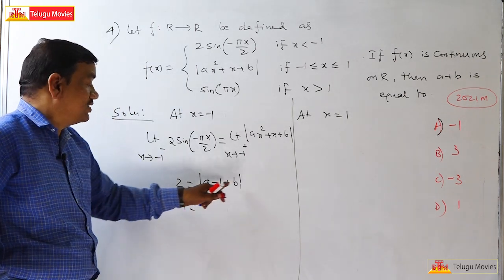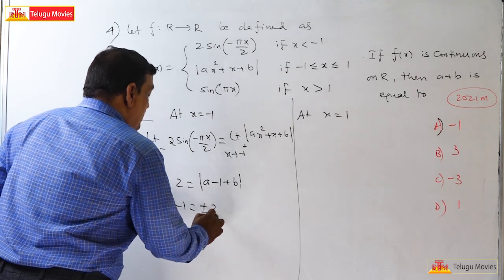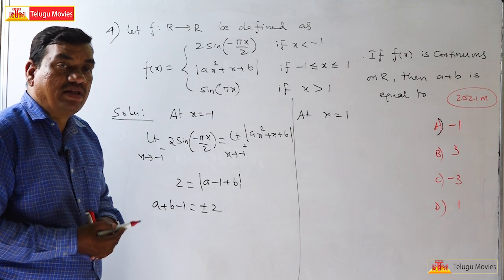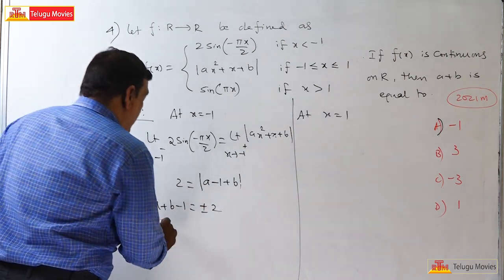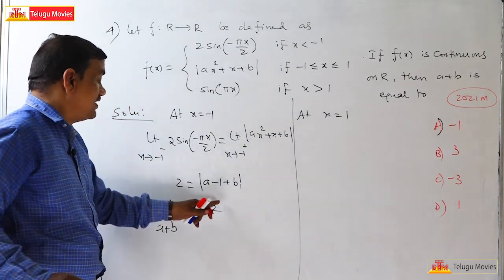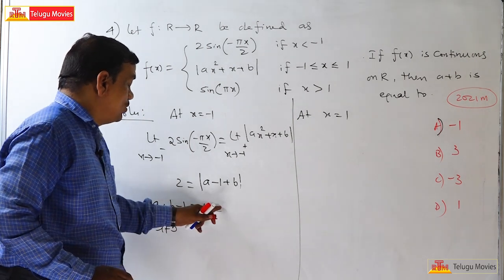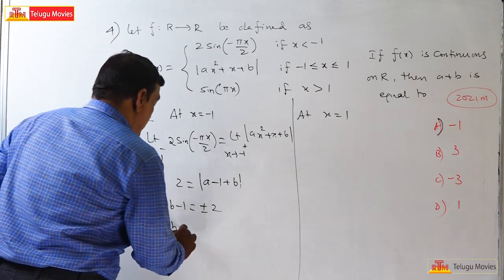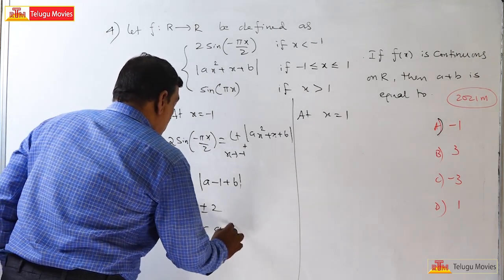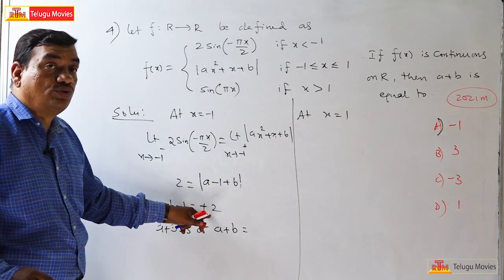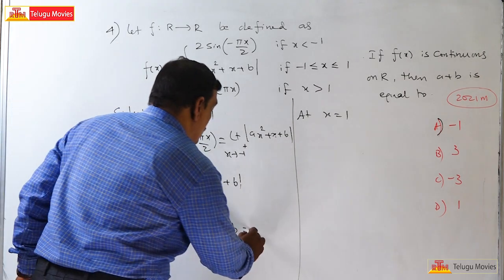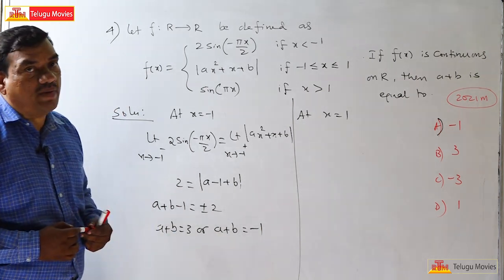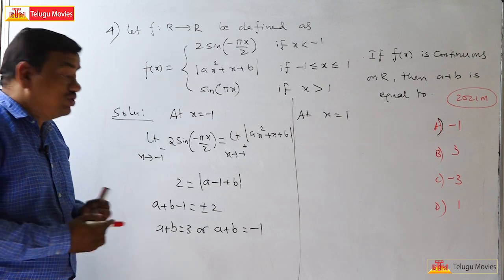That means modulus of a plus b minus 1 is equal to plus or minus 2. So if you open the modulus, the right hand side quantity will become plus or minus. If you take plus 2, then 2 plus 1 is 3, so a plus b is equal to 3. Or if you take minus 2, then minus 2 plus 1 is minus 1. So we got two values: a plus b is equal to 3 or a plus b is equal to minus 1. Let us confirm which is the right answer.